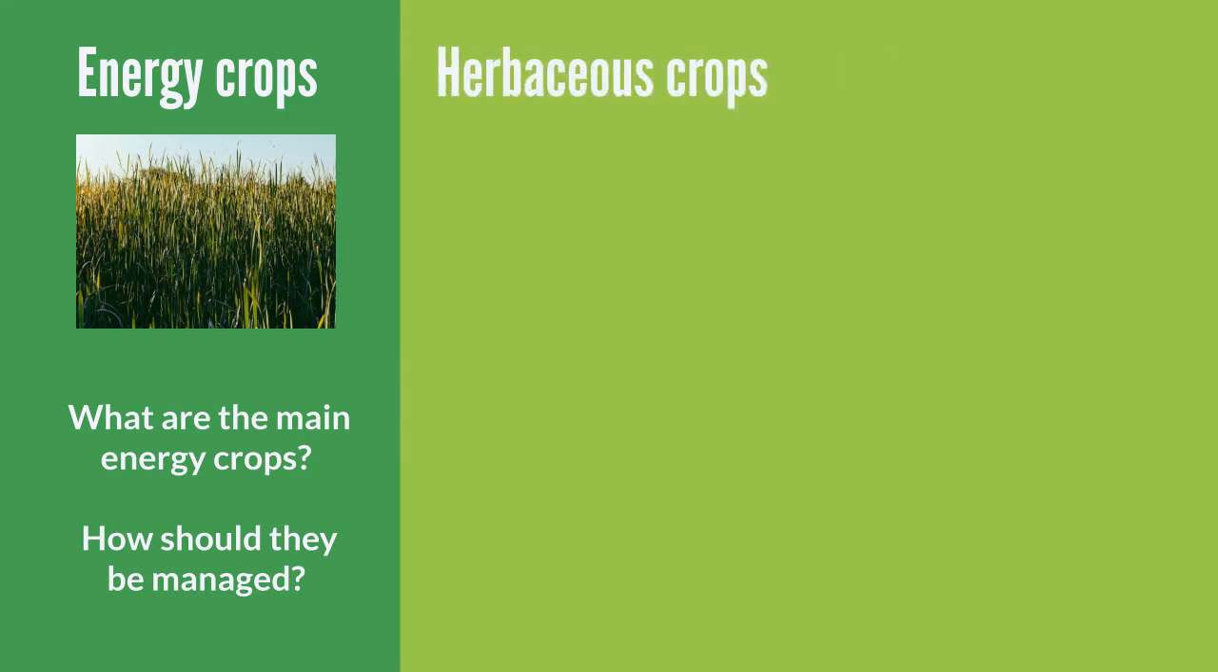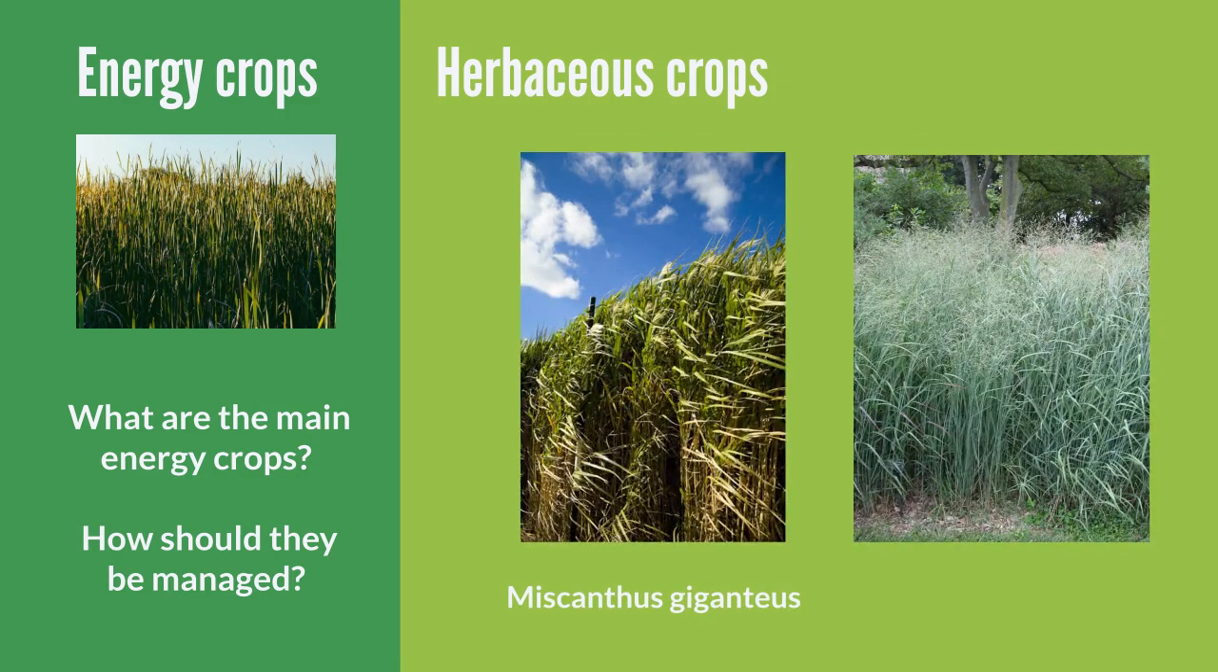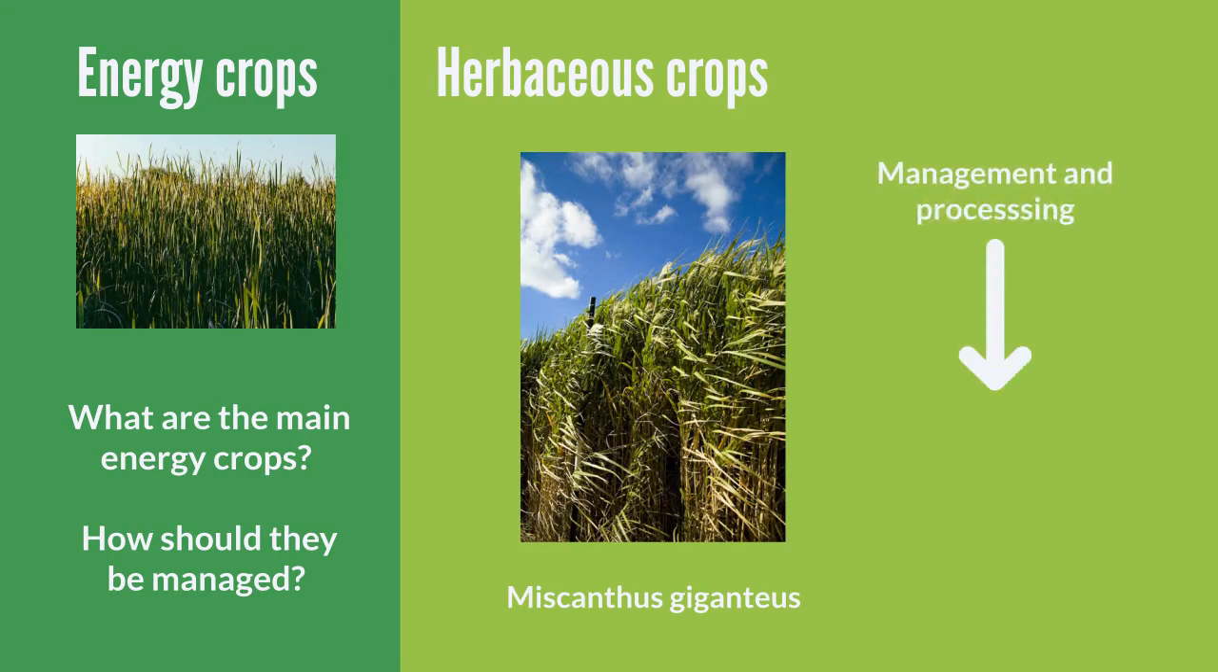Let's focus first on herbaceous crops. This group includes plants like miscanthus, switchgrass, bluestem, elephant grass, and wheatgrass. How crops are managed and processed influences productivity, costs, and biomass quality. When growing herbaceous energy crops, it must be taken into account that after planting, a minimum of 2 to 3 years is required to achieve maximum annual yields.